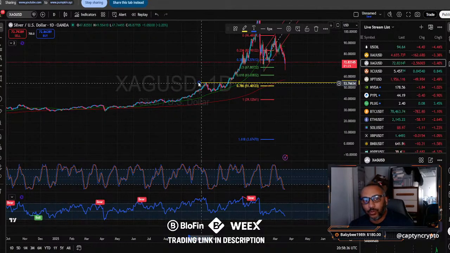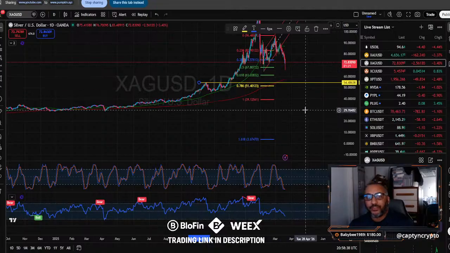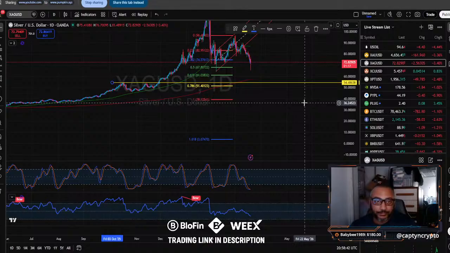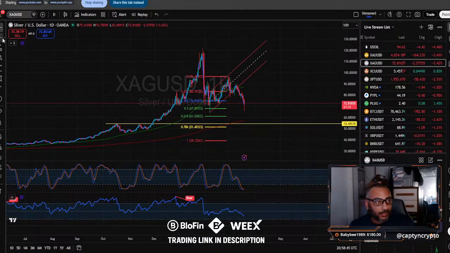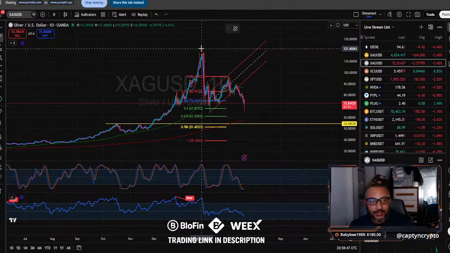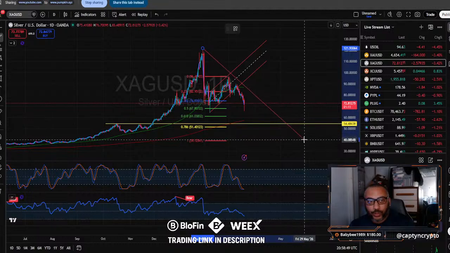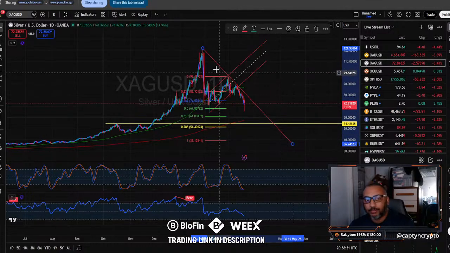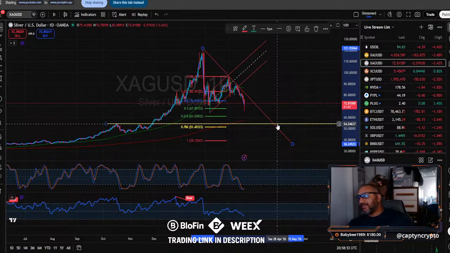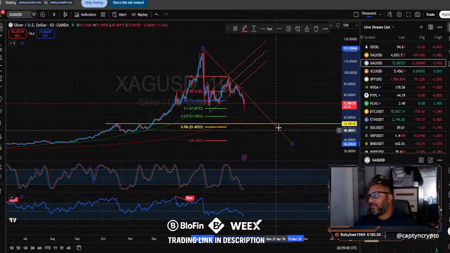You have a level of support sitting down there as well. $54. I'm pretty sure that's what they're targeting. But the positive, shout out to Tory Trades. Look at that. Beautiful 3 touches. That's a great trend. Downtrend in play. We could play off that downtrend all day.